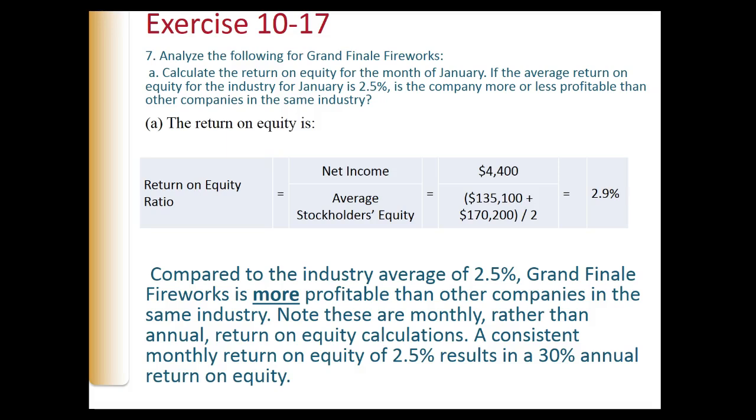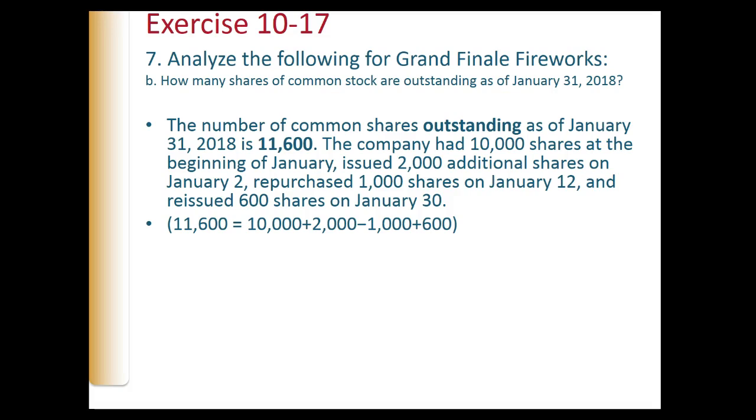But these are monthly calculations, not annual. So, granted this is January, I would assume that this company probably receives a big portion of their earnings during the 4th of July period. So, again, you need to look at a bigger spectrum than 1 month. But this shows that they are more profitable than the industry average.